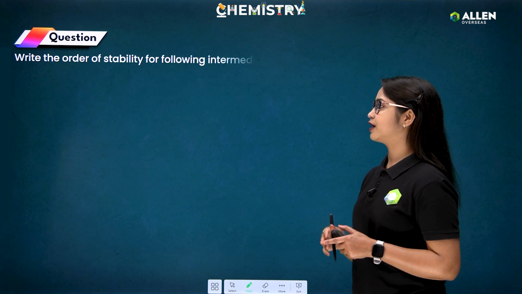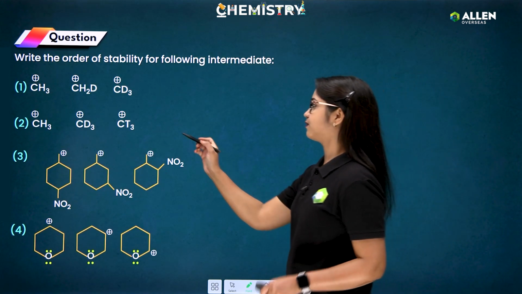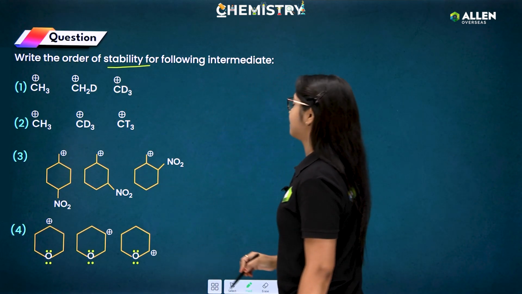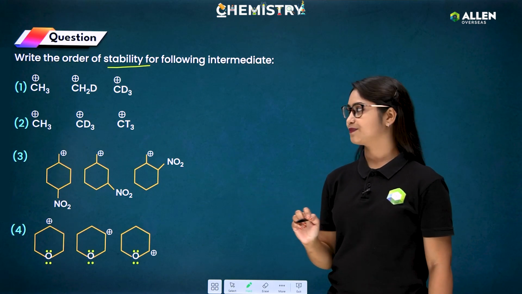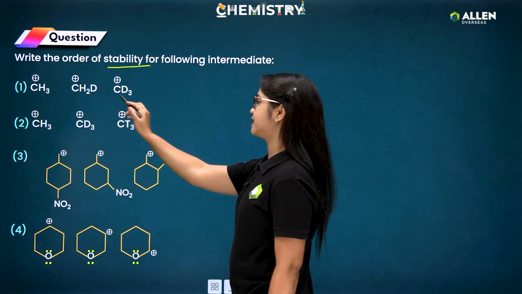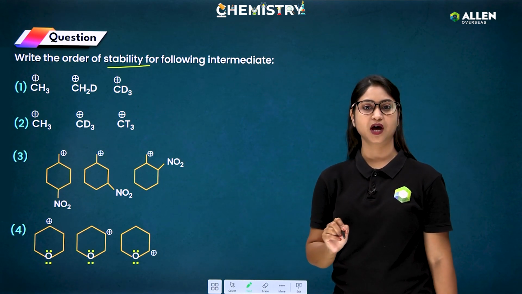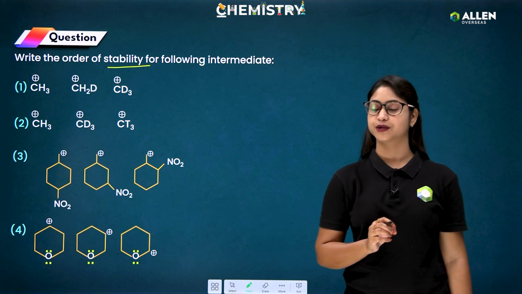Now let's see one question related to the stability of intermediates. Here we have to find out the order of stability for the following intermediates. First of all, you have carbocations. In the first part, we have CH3, CH2D and CD3 carbocation. D is deuterium, that is the isotope of hydrogen, right?